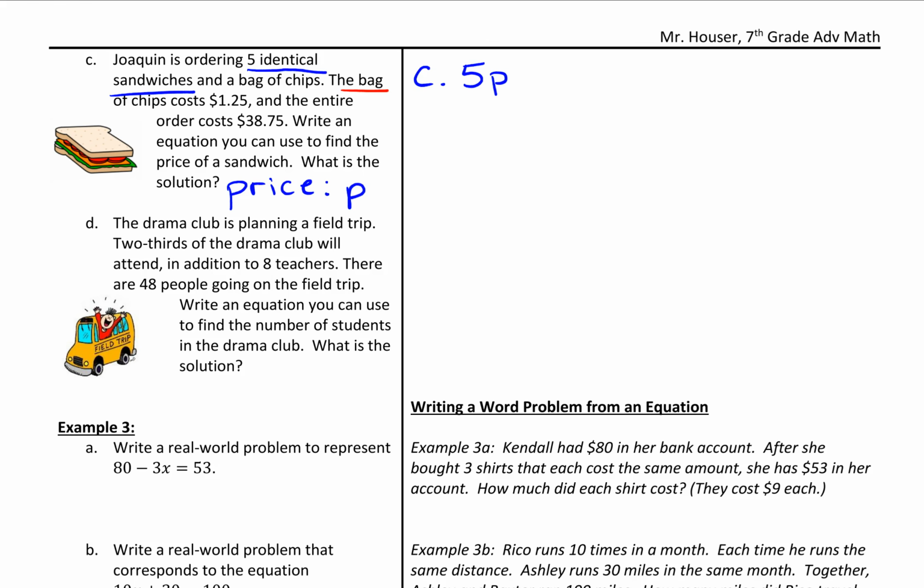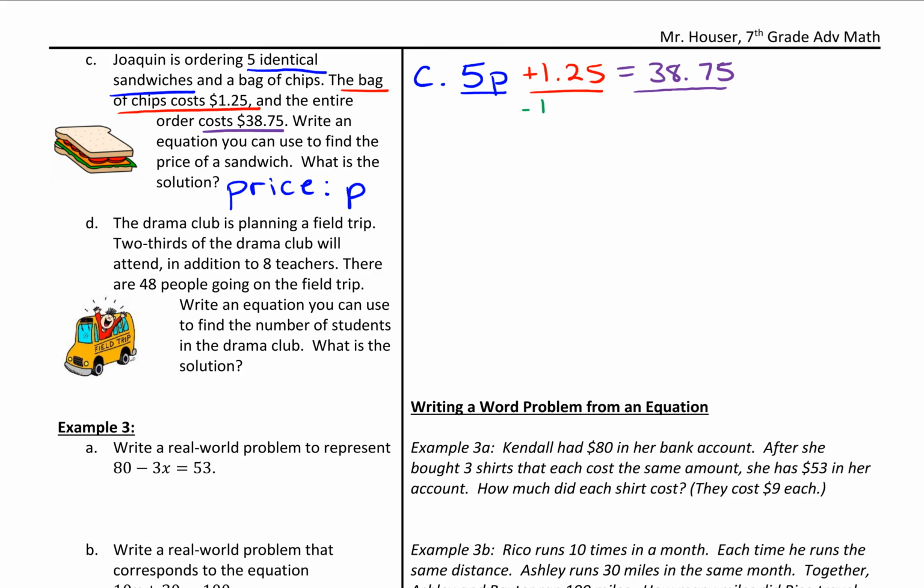He buys a bag of chips that costs $1.25. So we're saying he buys 5 sandwiches, and that means plus, a bag of chips. And his total costs $38.75, so equals $38.75. So to recap, 5 sandwiches at a cost that we don't know, plus $1.25 for a bag of chips, is equal to $38.75.